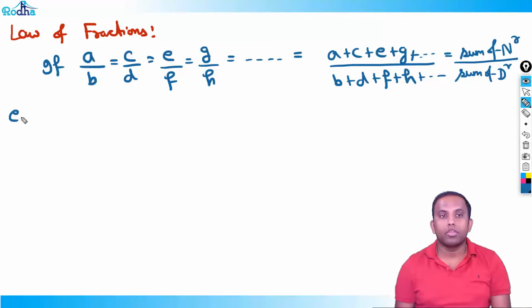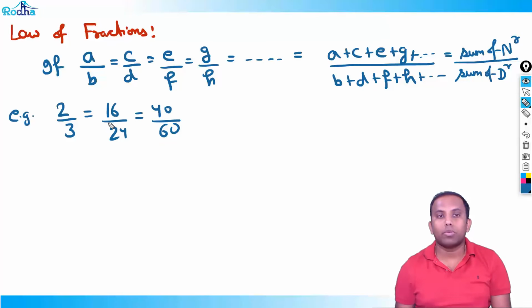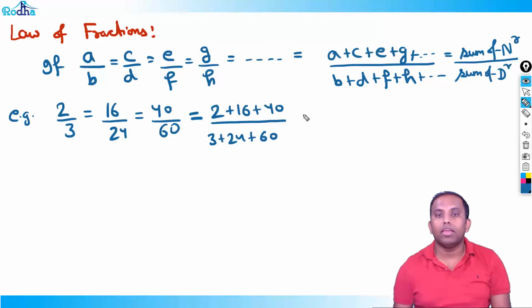For example, you see, if I write 2 by 3 is equal to 16 by 24, or if I write equal to 40 by 60, right? These all are 2 by 3 only, no? 16 by 24 is also 2 by 3, you can cancel by 8. 40 by 60 is also 2 by 3, right? So you can see the sum of all the numerators, that is 2 plus 16 plus 40 upon sum of all the denominators, that is 3 plus 24 plus 60, is also 2 by 3.